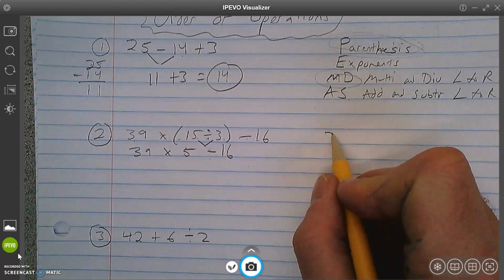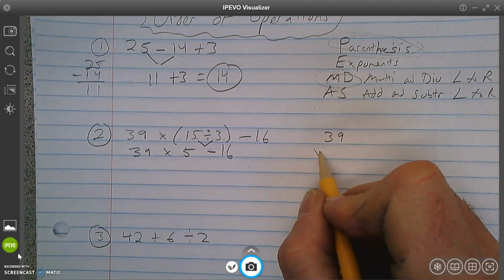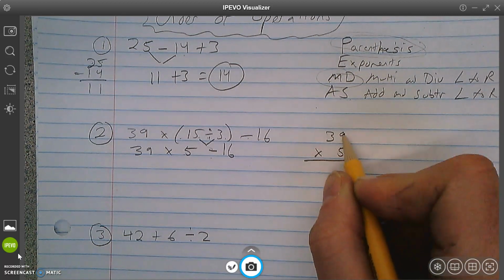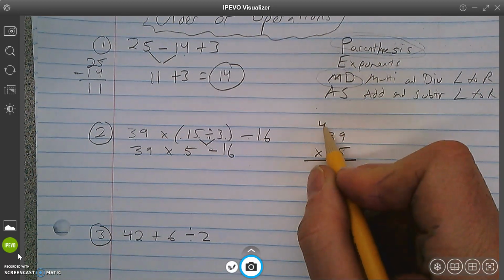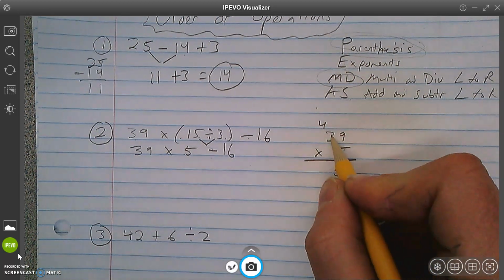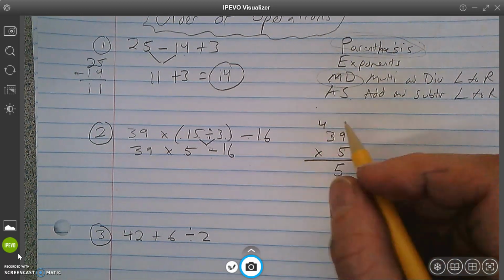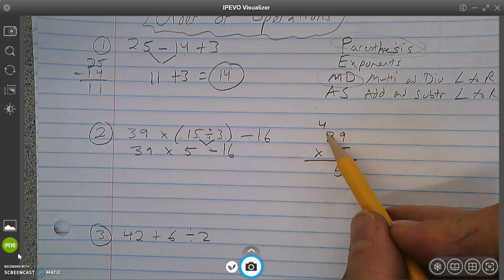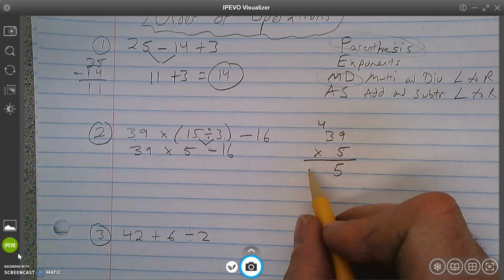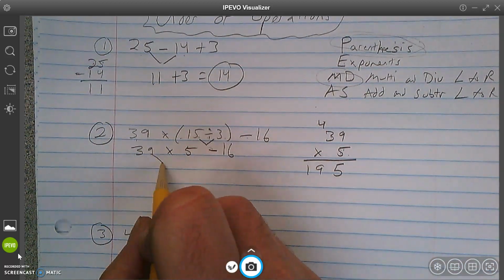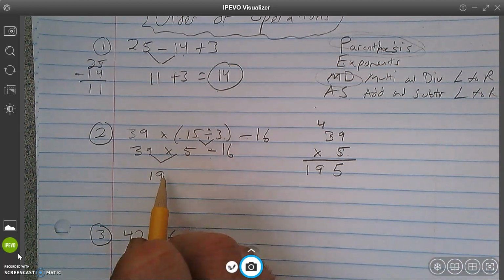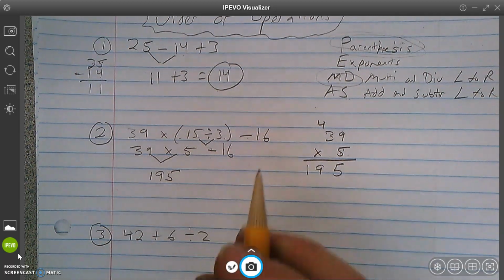So 39 times 5. Do that off to the side. 5 times 9 is 45. 5 times 3 is 15. Plus 4. 15 plus 4 is 19. So this is 195. Oh my goodness.